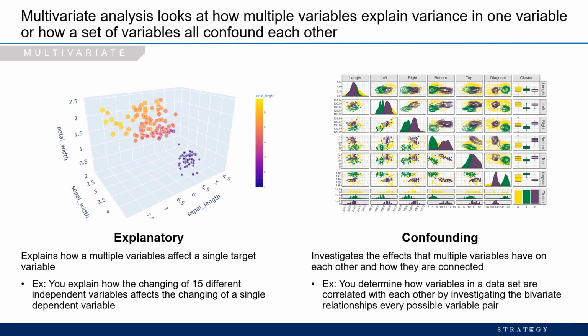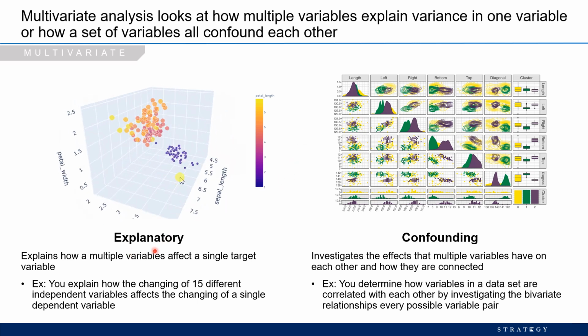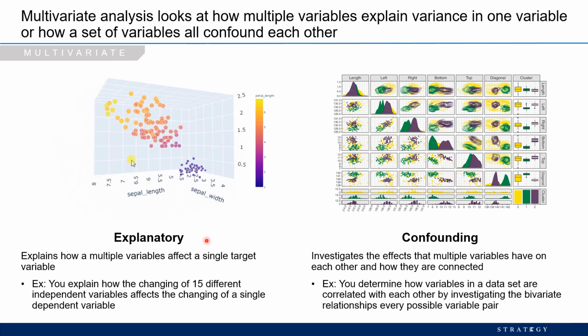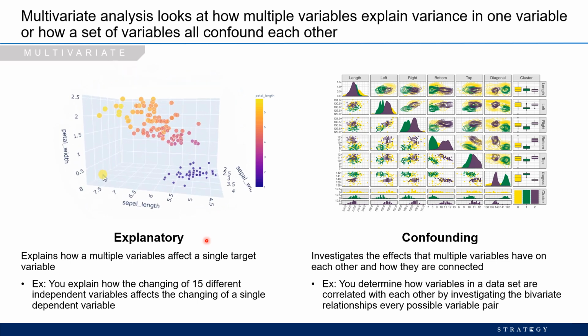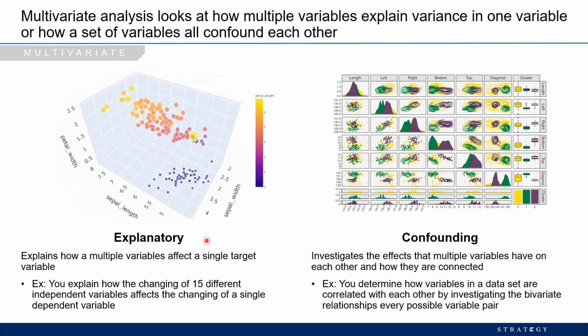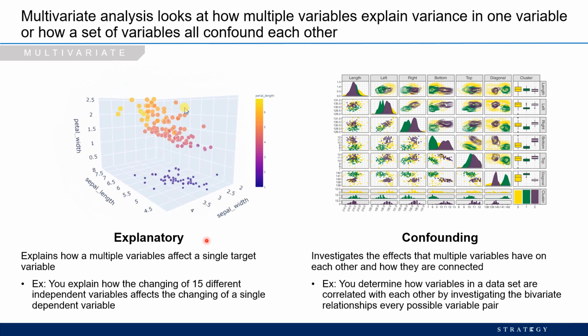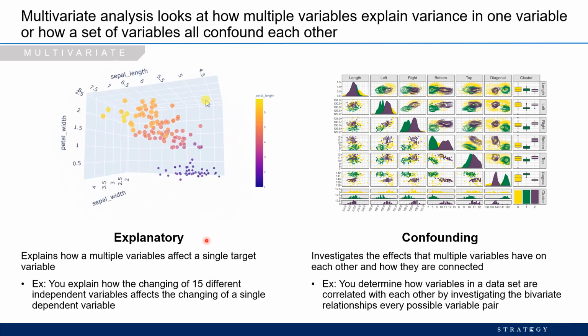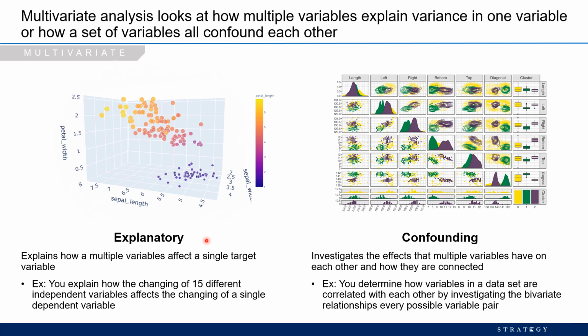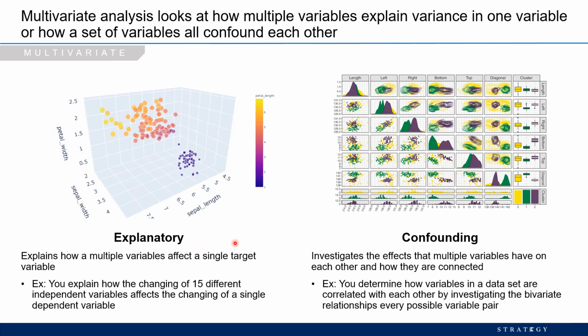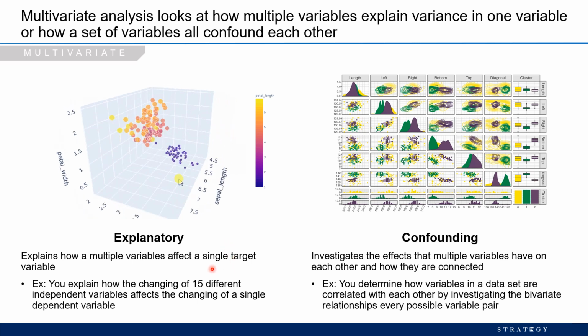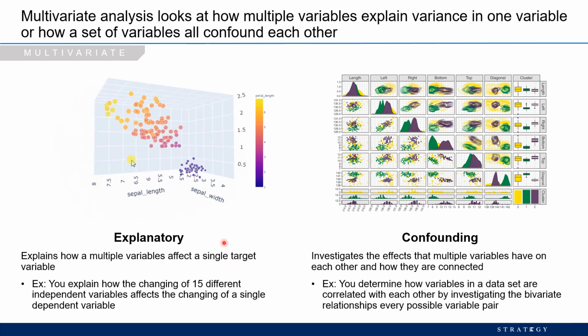Moving on to multivariate analysis. There are two main types of multivariate analysis: explanatory or confounding. Explanatory is just like bivariate analysis. However, instead of looking at how one variable affects another variable, you're looking at how multiple variables affect a single variable, and you're trying to explain that relationship.